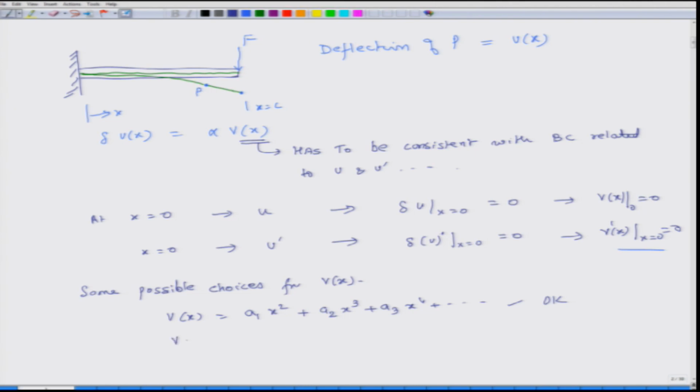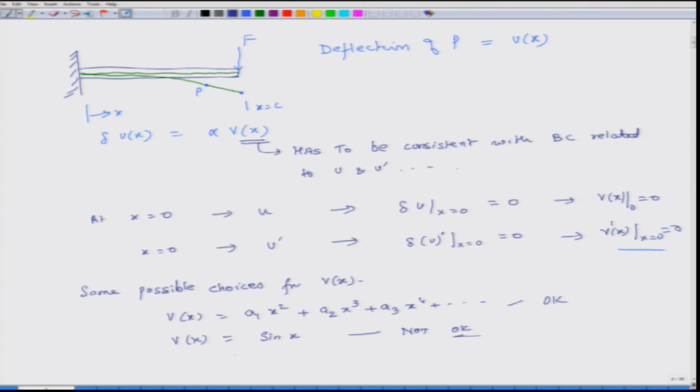Let us look at another function, v of x is equal to sine of x. Does it meet the first condition? It meets the first condition. Does it meet the second condition? Yes or no? It does not meet the second condition, because the derivative is cosine of x, so it is not okay. So, you have to be careful what kind of functions you choose.